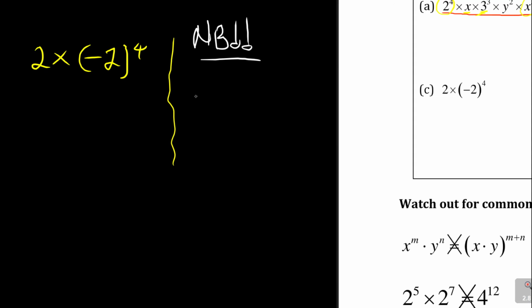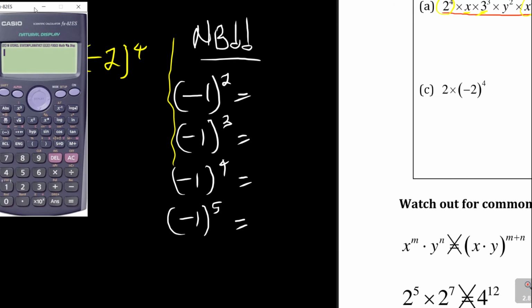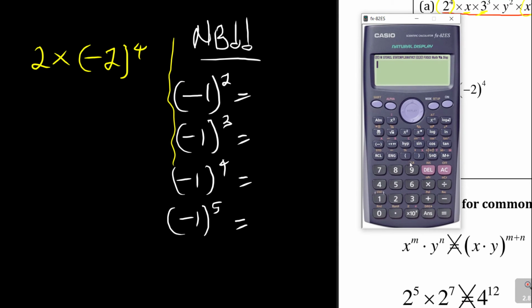Now check this out. If I say minus 1 squared, then I say minus 1 cubed, and then I say minus 1 to the 4, and then I say minus 1 to the 5. Let's use the calculator. I'm just going to use the calculator here, and you'll see the answers, how they're going to check. If I say bracket minus 1 squared, the answer is positive 1.